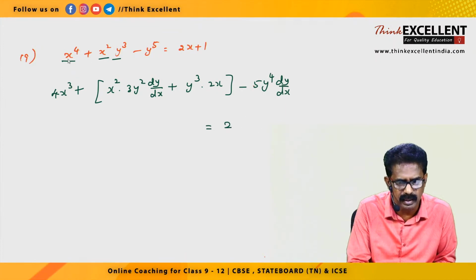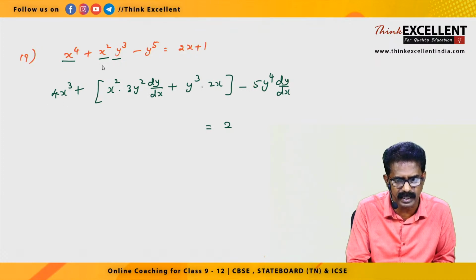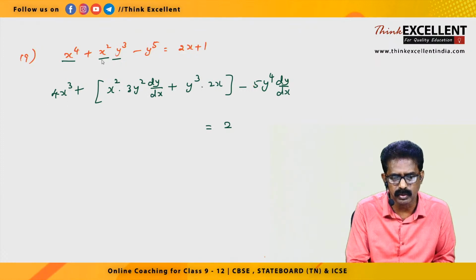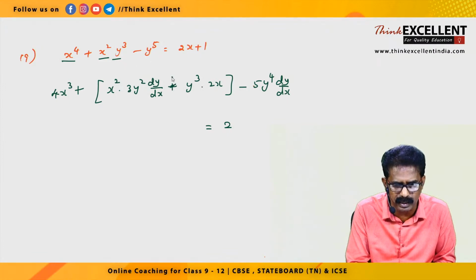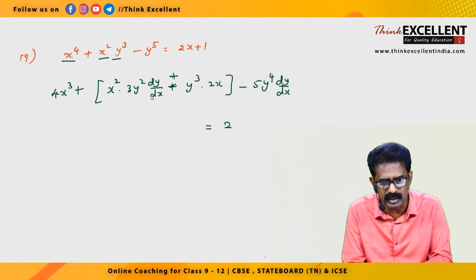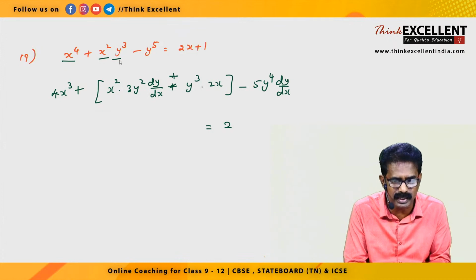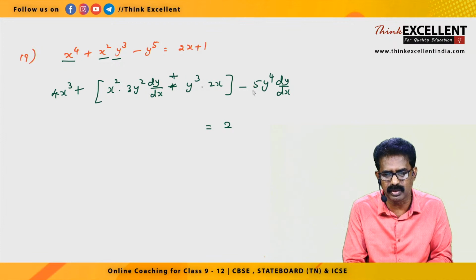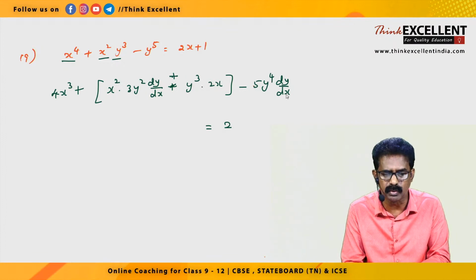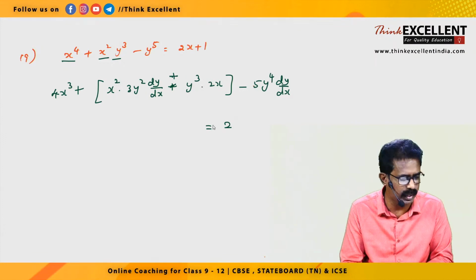Check this step again. x raised to 4 derivative 4x cube plus second term, carefully, product rule: x square into y cube. So first into x square into derivative of second. y cube derivative 3y square dy by dx. Sorry, this is product rule, right? So first into derivative of second, plus second into derivative of first: y cube into 2x. Minus y raised to 5 derivative 5y raised to 4 into dy by dx. Right side 2x derivative 2, 1 derivative 0.